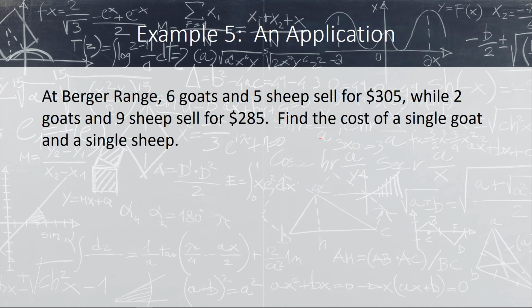And of course, we're going to have some examples that we need to deal with. Now here we have a ranch. In this particular ranch, it turns out that 6 goats and 5 sheep sell for $305, while 2 goats and 9 sheep sell for $285. And we want to figure out the cost of a single goat and the cost of a single sheep. Okay, so let's let x be the cost of a goat, and let's let y be the cost of a single sheep.